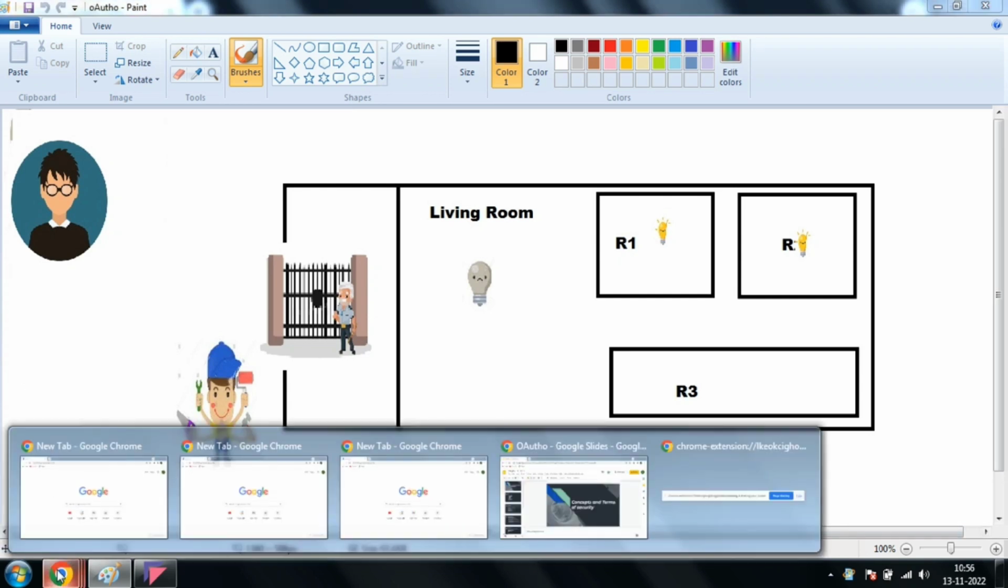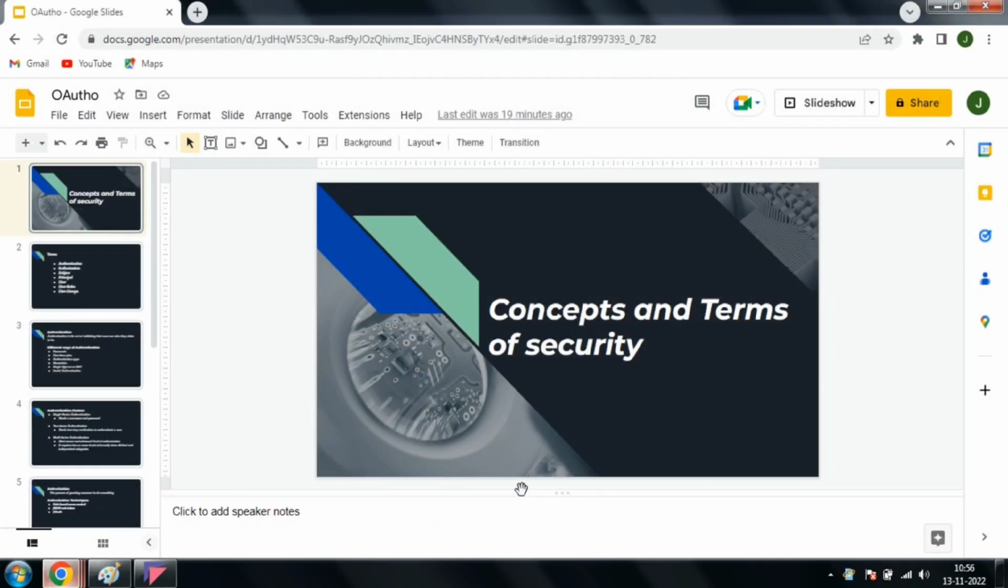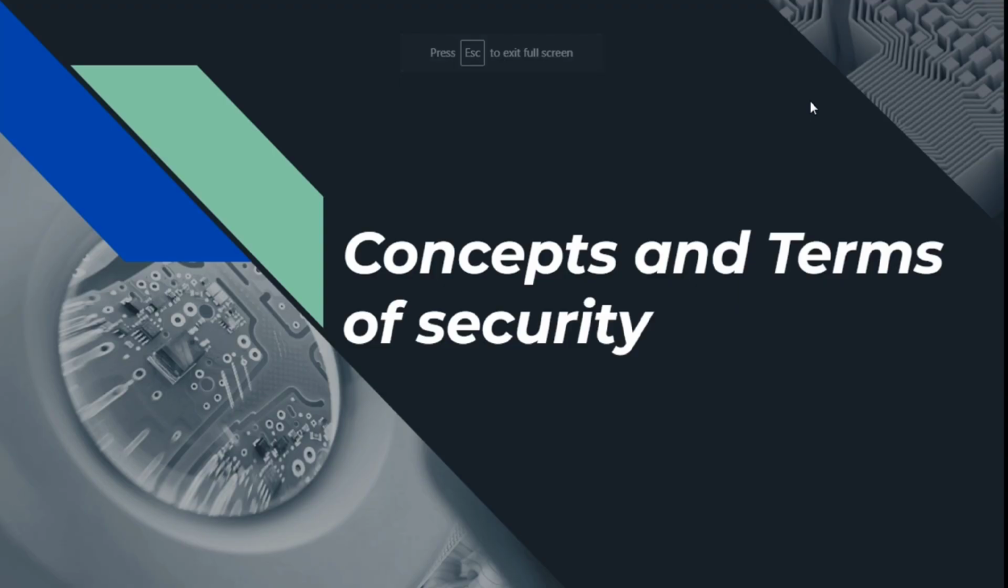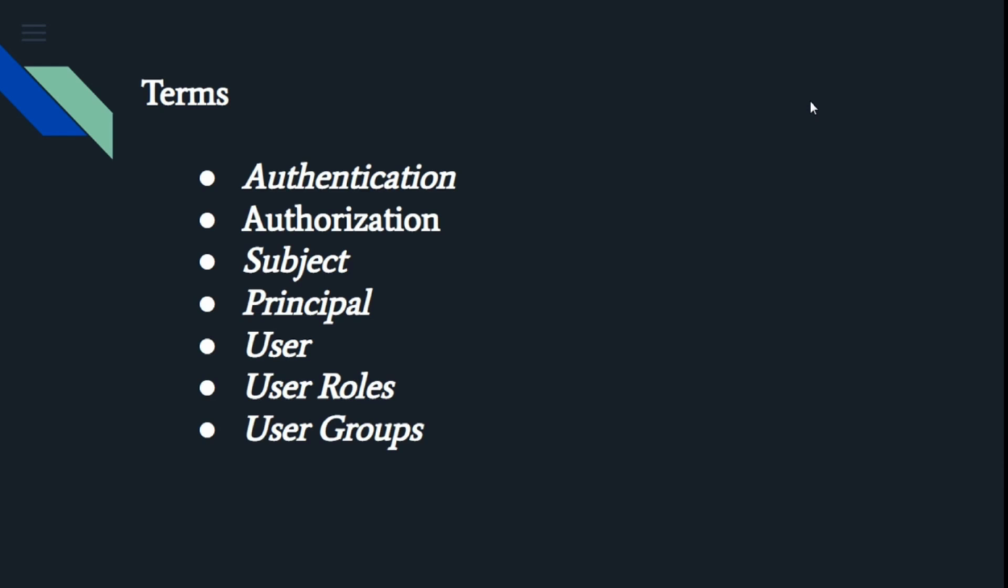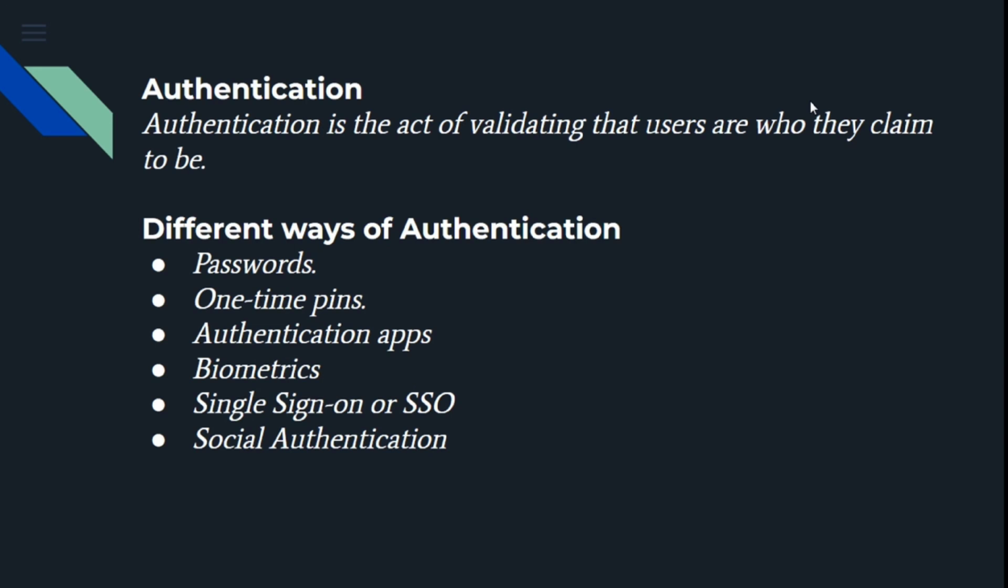Let me pull up the slides. These are the terms which I will be trying to explain to you: authentication, authorization, subject, principal, user roles, and user groups. So what is authentication? Authentication is the first step in any security process.